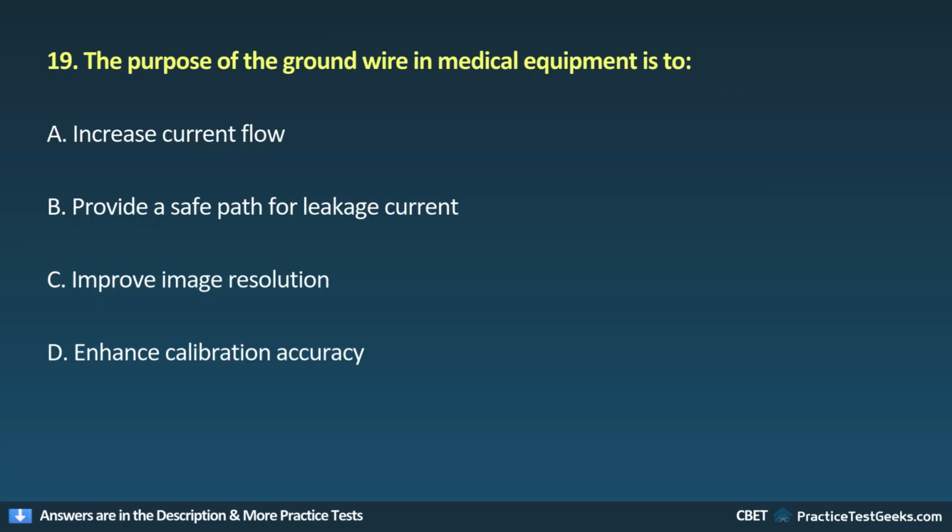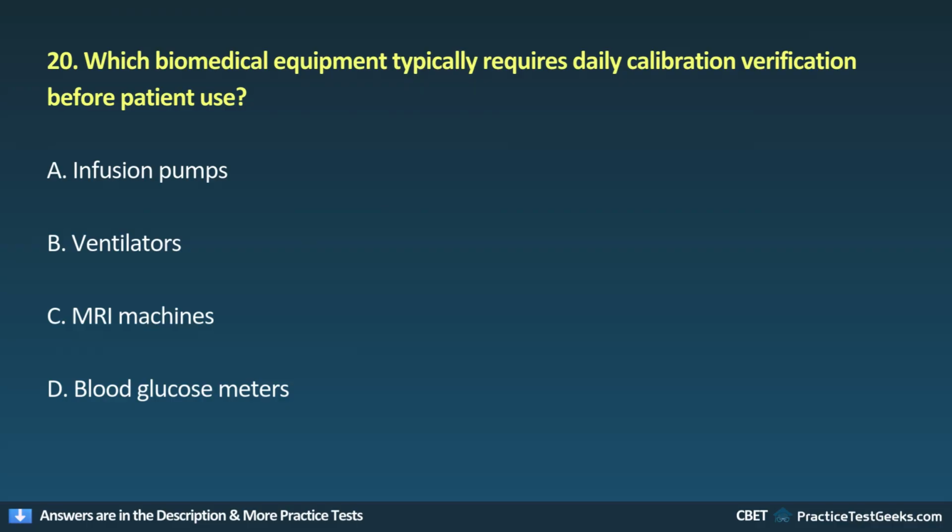19. The purpose of the ground wire in medical equipment is to A. Increase current flow. B. Provide a safe path for leakage current. C. Improve image resolution. D. Enhance calibration accuracy. 20. Which biomedical equipment typically requires daily calibration verification before patient use? A. Infusion pumps. B. Ventilators. C. MRI machines. D. Blood glucose meters.